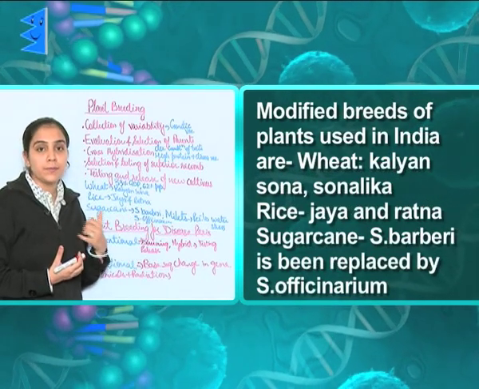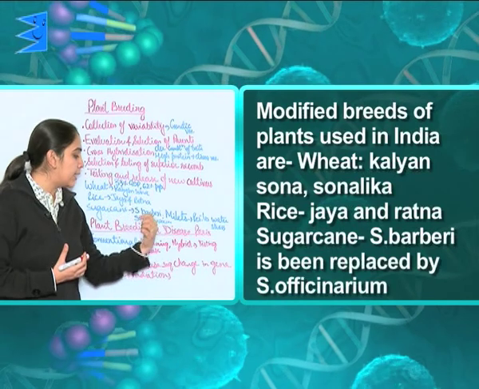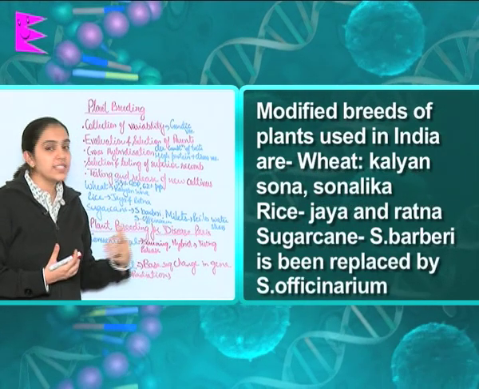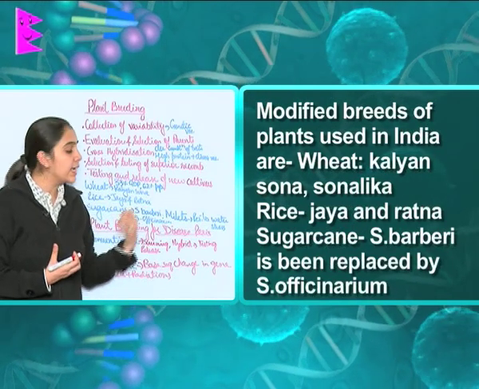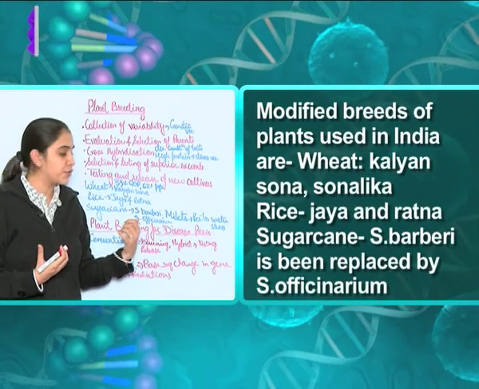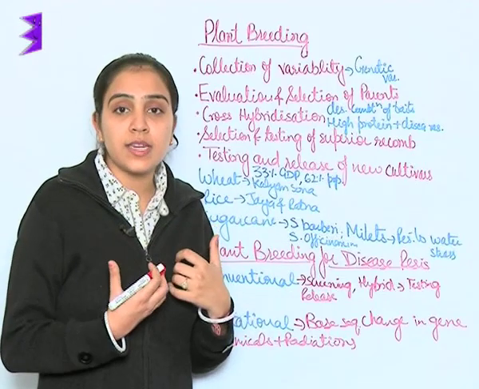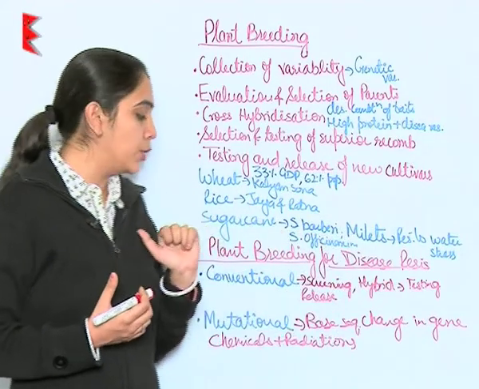barberi was the breed which was being cultivated, but then S. officinarum was introduced, which is thicker, juicier and produces more sugar. Then come millets. Millets which are resistant to water stress have been produced.